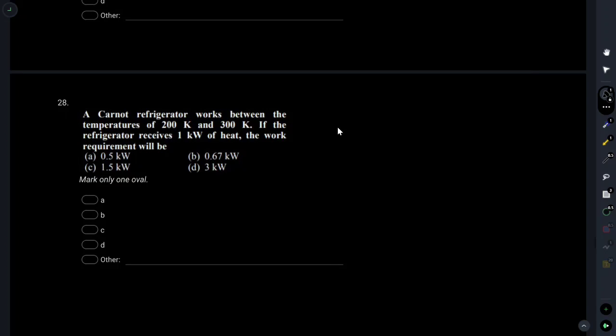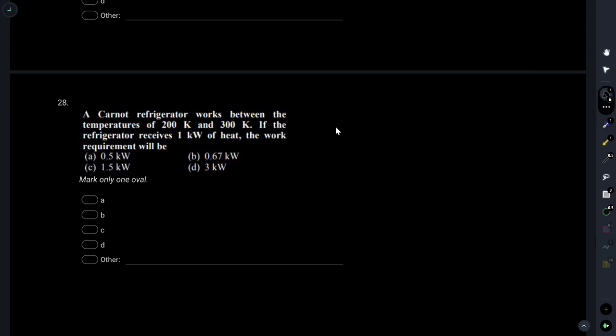Moving further. Now here a simple problem, obviously. A Carnot refrigerator works between the temperatures this one and this one. This is the lowest temperature and this is the highest temperature. That means this is TL and this is TH, right? If the refrigerator receives this much amount of heat, then how much work is to be supplied? So this is the question.